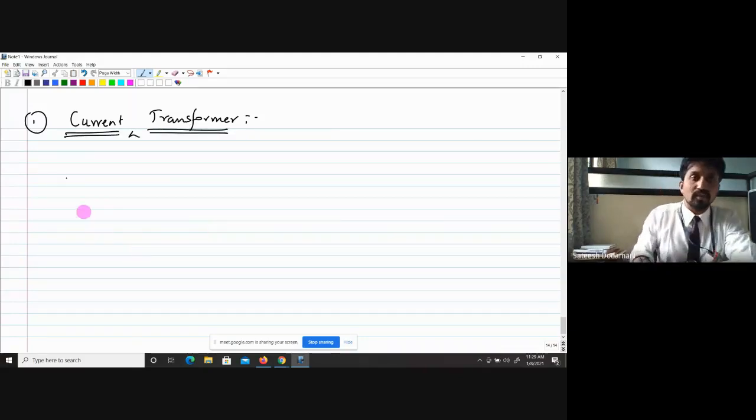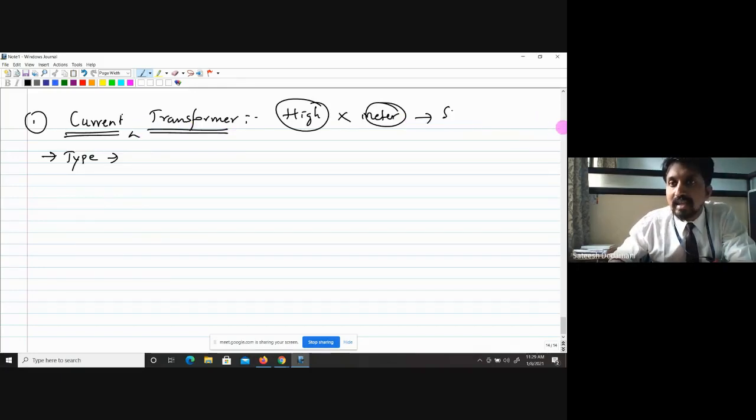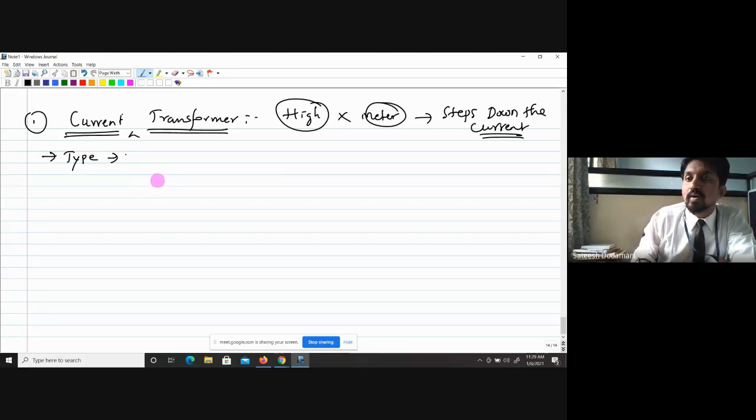For this current transformer, which type of transformer do we have to use? Basically, the current is very high, and we cannot measure that current with normal meters. So that is why we are using the current transformer. This current transformer basically steps down the current. The transformer which steps down the current is the one we have to use for measurement purposes.